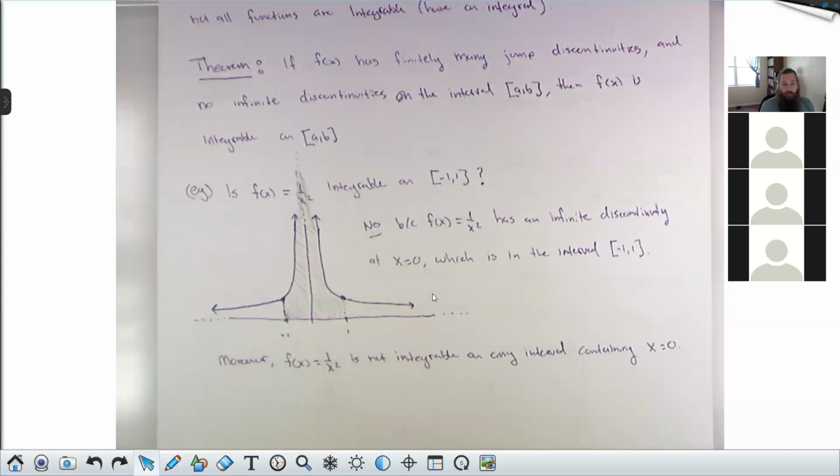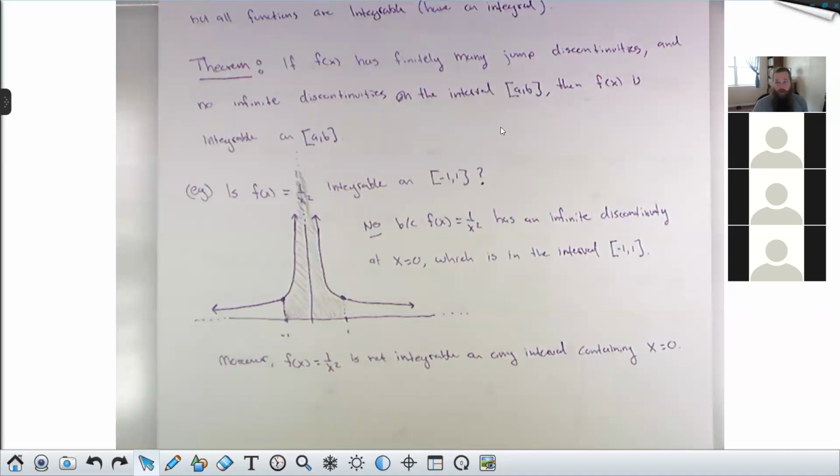So 1 to 2 would be fine. -5 to -4 would be fine. But any interval that has 0 inside of it or has 0 as an endpoint is going to be a problem, because you're going to end up integrating in a way that involves the vertical asymptote. Specifically, we say this function has an infinite discontinuity at x equals 0.